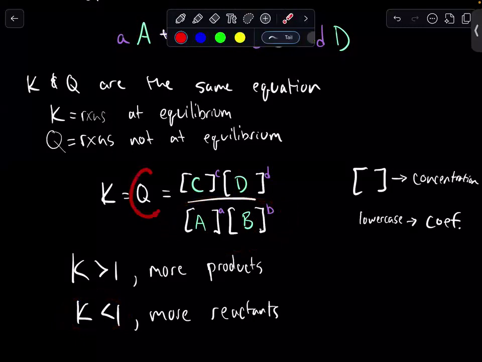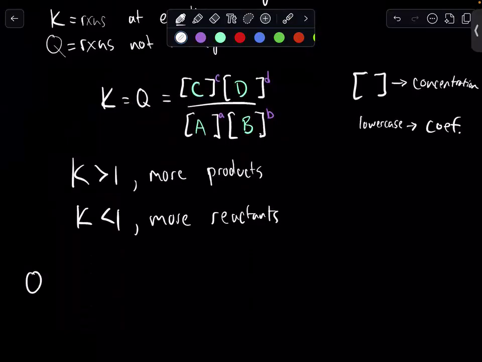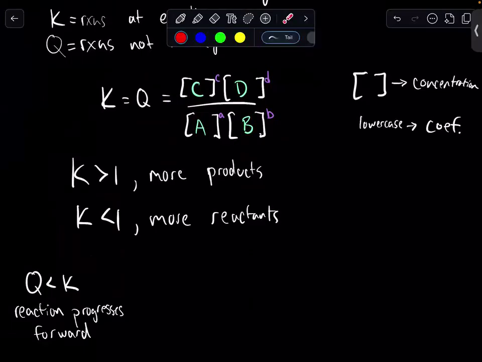So this brings in the idea of Q. We can now relate Q and K. If Q is less than K, it means that the reaction will progress forward. We know that because the only situation in which Q is less than K is when we have a larger number on the bottom and a smaller number on top, meaning that we have to convert reactants into products to reach the K value.